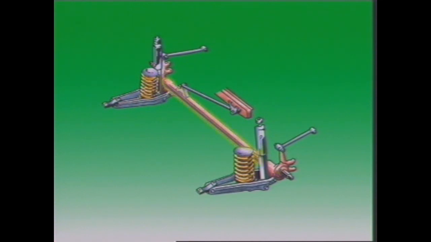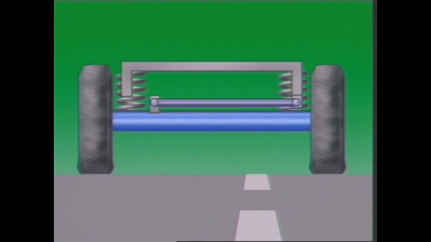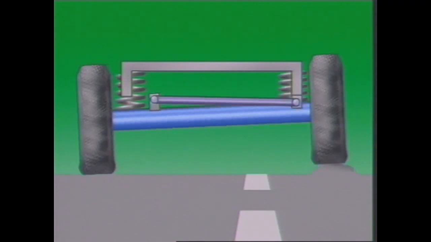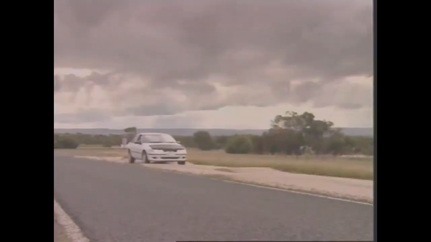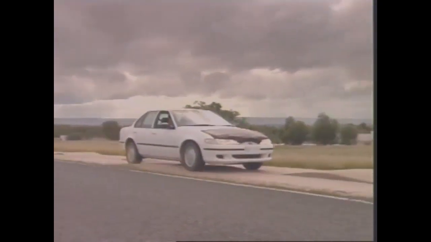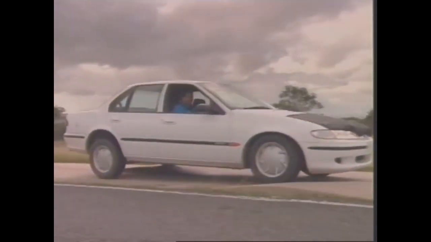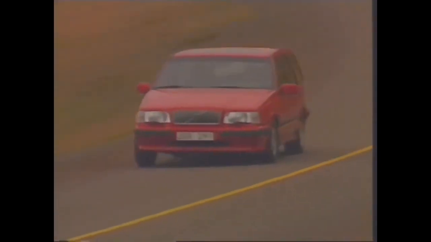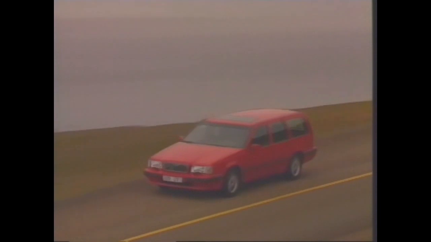Solid or beam axles connect the wheels on each side of the vehicle. This means the movement of a wheel on one side of the vehicle is transferred to the wheel on the other side. With independent suspension, the wheels can move independently of each other, which reduces body movement. This prevents the other wheel being affected by movement of the wheel on the opposite side, and this reduces body movement.